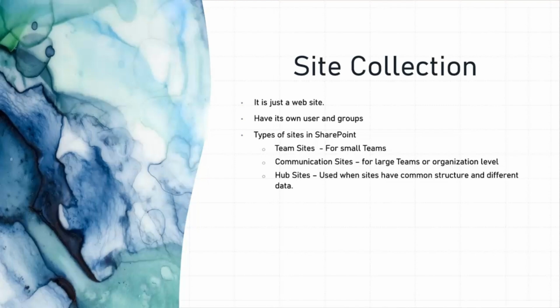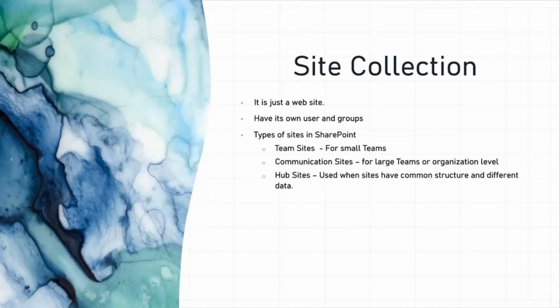These are the most commonly used SharePoint sites. The first one is team site, communication site, and hub sites. When you have a small team managing content, like a project of 10 or 12 people, for small teams we prefer team sites. And if you have something to manage for large teams or at the organization level, we prefer communication sites.